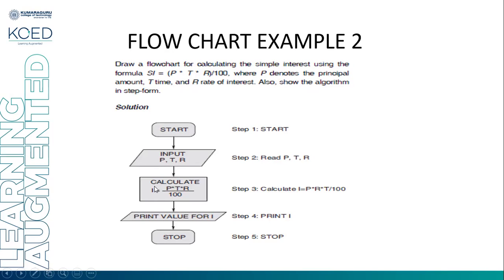Then we calculate the simple interest using a variable I: I equal to P star T star R divided by 100. Then print the value of I. Finally, the flowchart stops with the stop symbol. This is also a simple flowchart that follows the sequence construct, with instructions executed one by one.